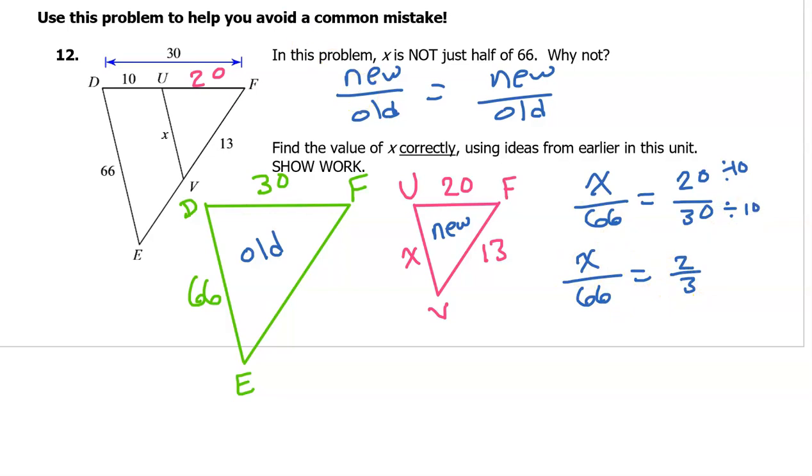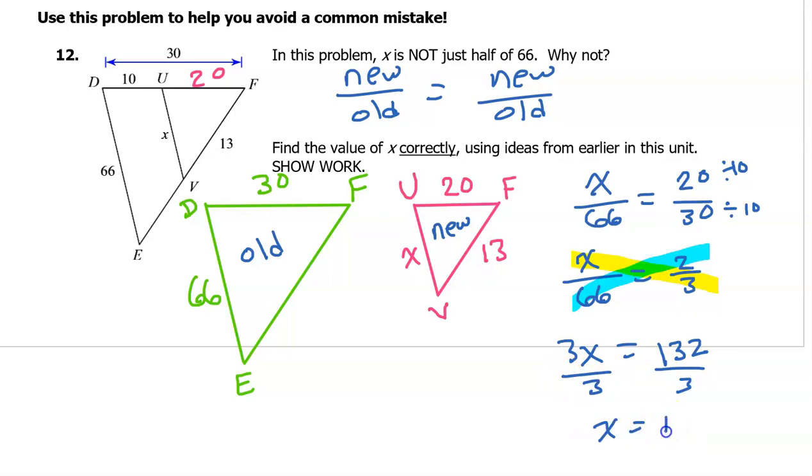So now I will cross multiply. That's where I multiply this diagonal and I put that on one side of the equation. So I've got 3x. And then I multiply this diagonal and I put that on the other side of the equation. So that's going to be 132. Now it's time to divide both sides by 3. So if I divide by 3, I'm going to get x is equal to 44.